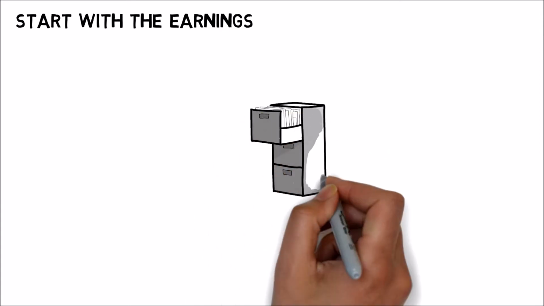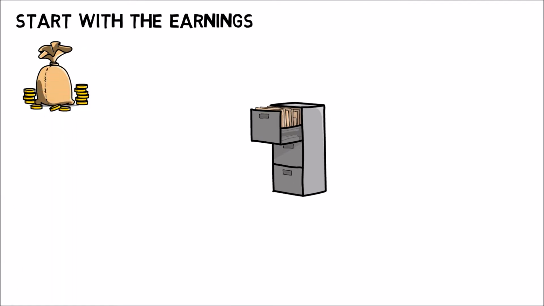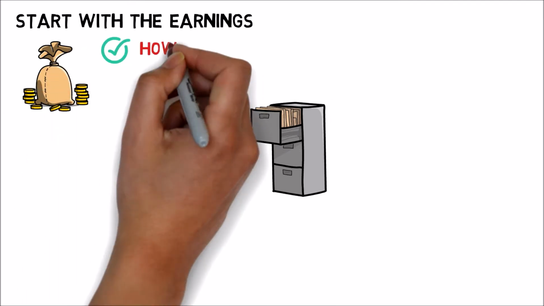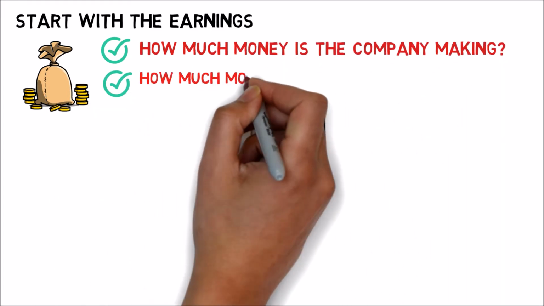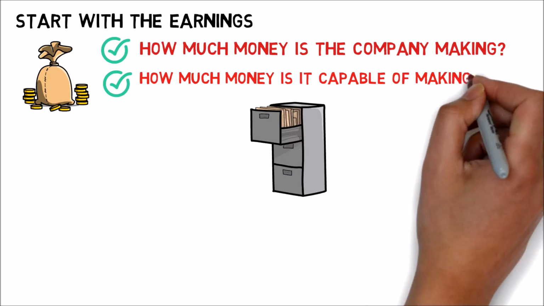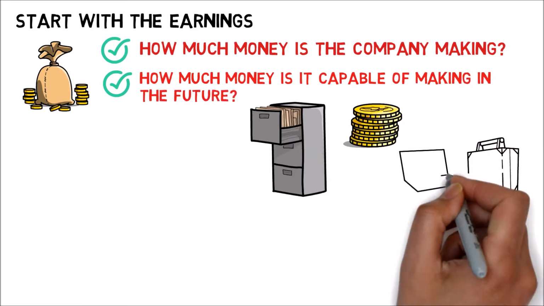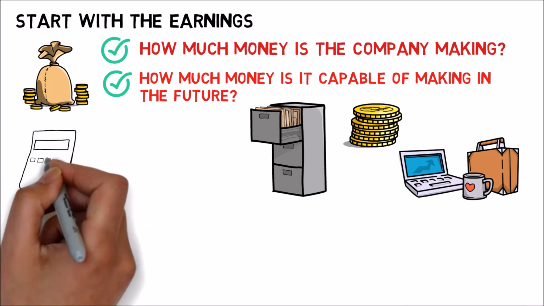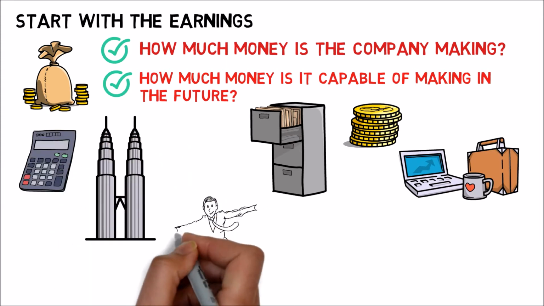Start with the earnings. You should take a broad look at data, but the first item to search for is the company's earnings. That figure is the easiest method to answer a fundamental investing issue. How much money is the company making? And how much money is it capable of making in the future? In other words, earnings are the profits of a business. They may be difficult to calculate, but that's what buying an organization is all about.